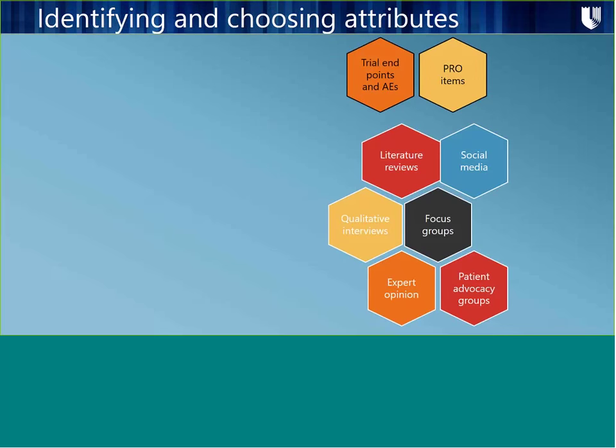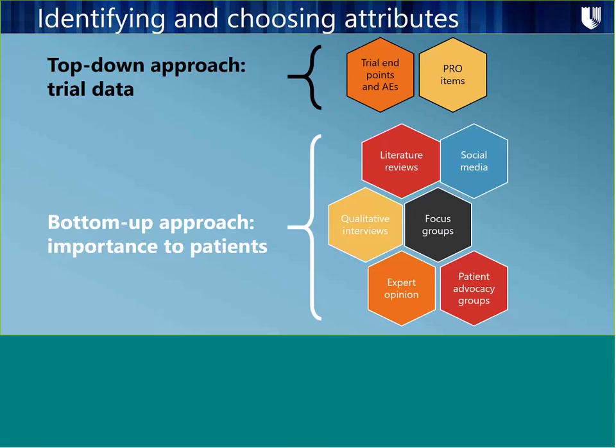In terms of identifying and choosing the attributes, I had mentioned earlier, typically we'll look to clinical trial endpoints and adverse events that have been identified. In some cases, it may be a PRO, patient-reported outcome, that is being used in a clinical trial. And we'll select different items from those PRO instruments. There are also cases when we may not know what the attributes should necessarily be, and we'll use a bottom-up approach, identifying attributes that are important from the patient perspective. And there are lots of different sources that we can use to identify attributes. And we may use a combination of the different sources shown here.